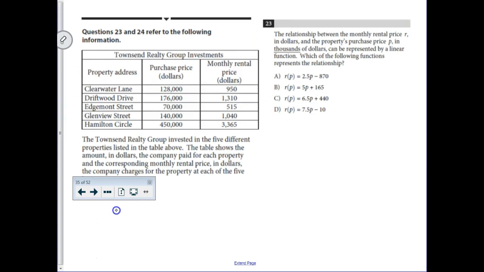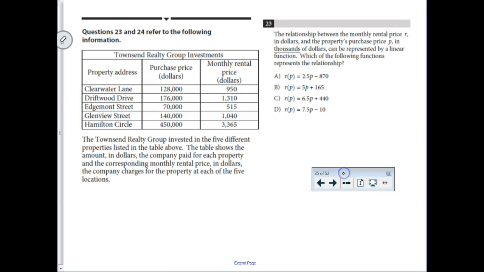Okay, so, oh, look, another table. They love their tables on this test. Have you noticed? Alrighty. Townsend Realty Group. Oh boy, and it's 2 questions.